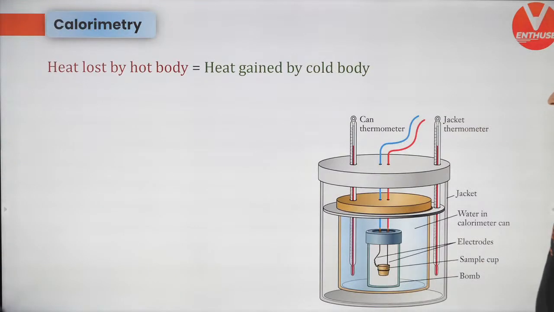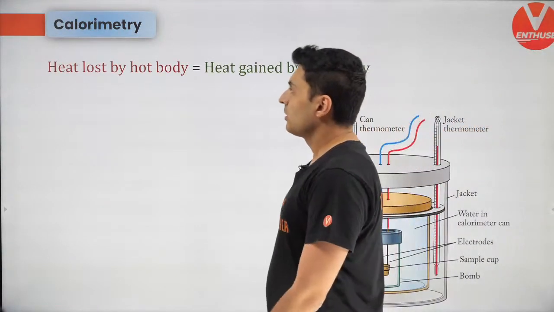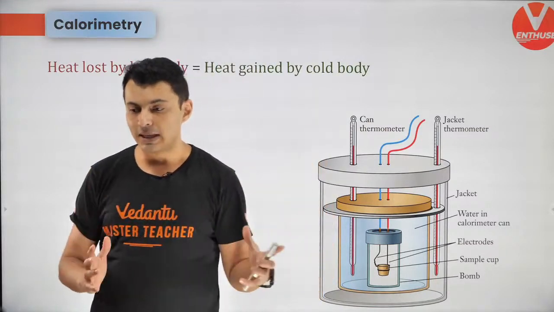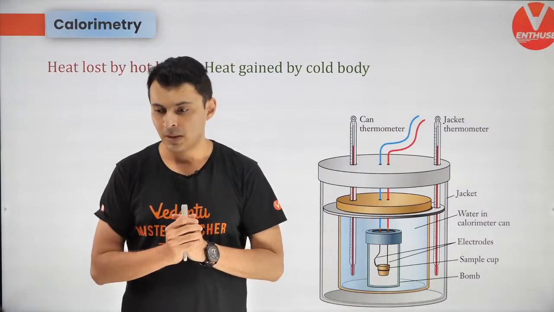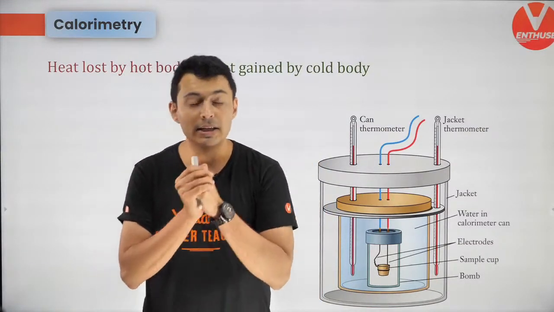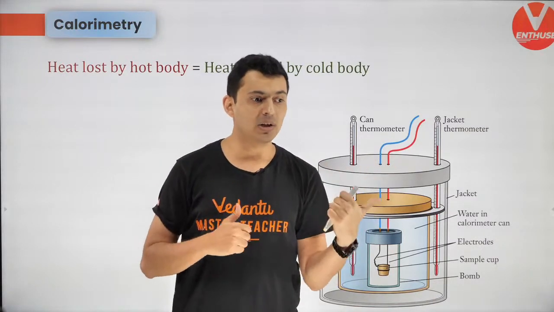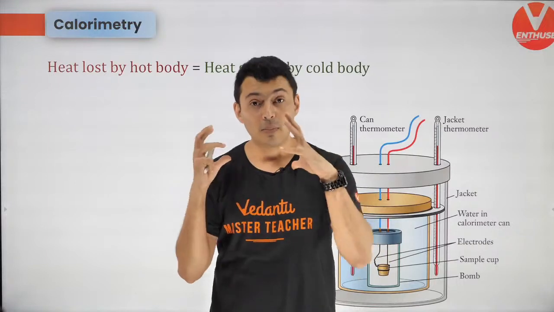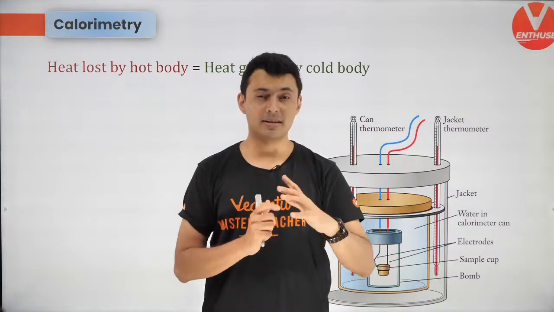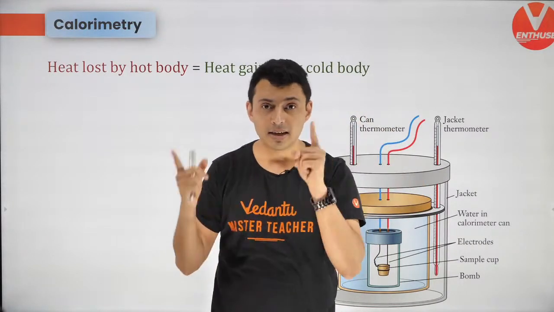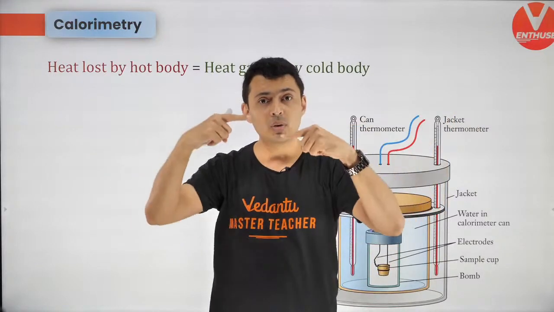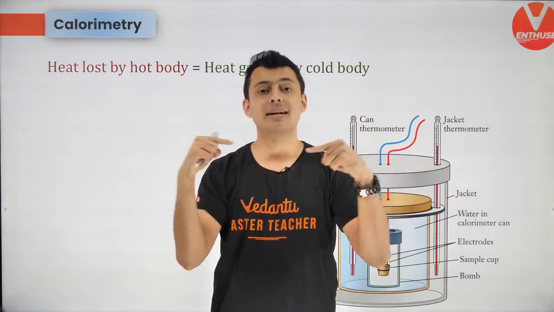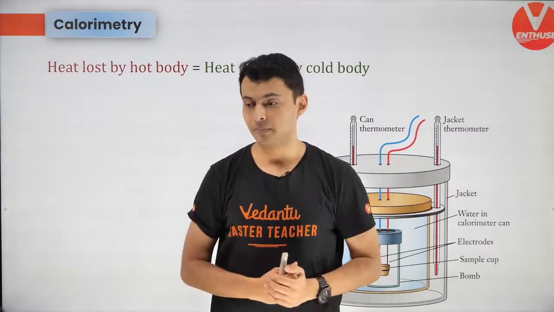Let's go to the next one, calorimeter. Inside an insulated closed chamber where nothing can go in, nothing can come out. All right, understand, heat lost by hot bodies is heat gained by cold bodies till they all come to the same temperature, which is then said to be in thermal equilibrium.